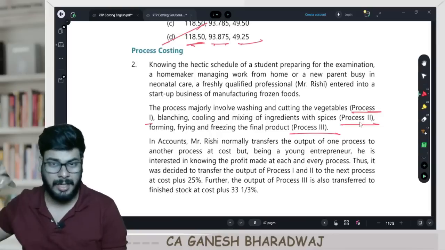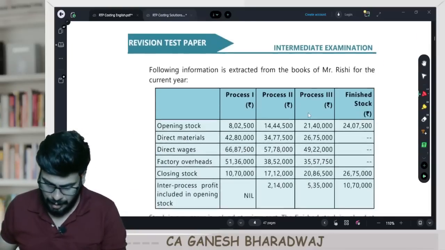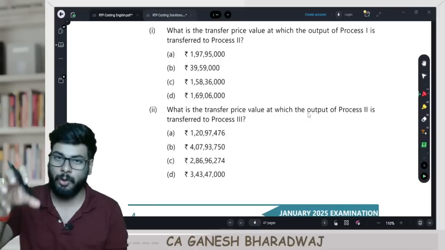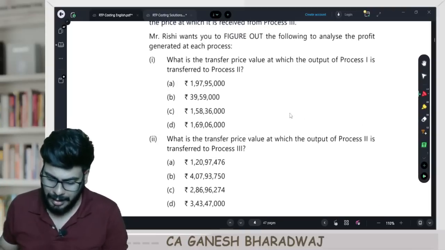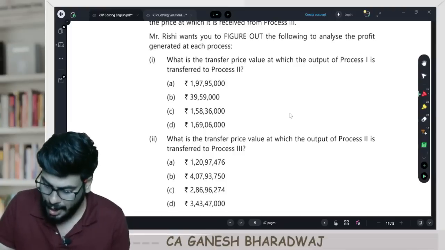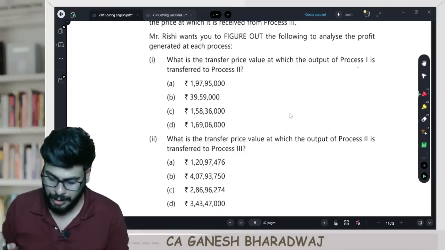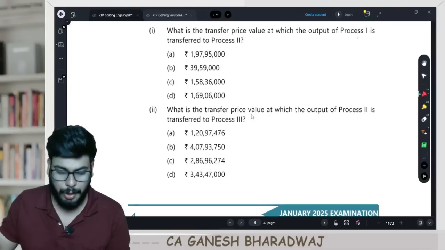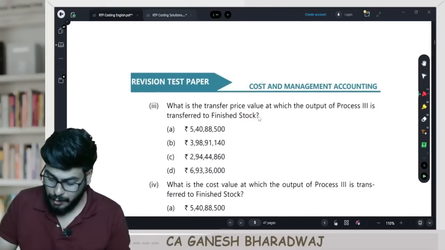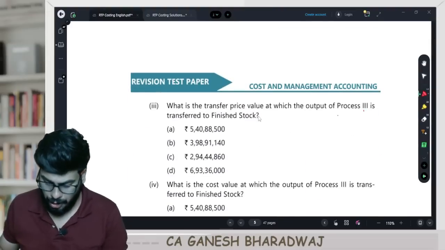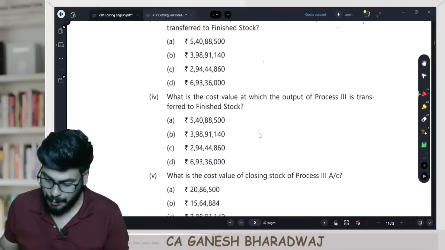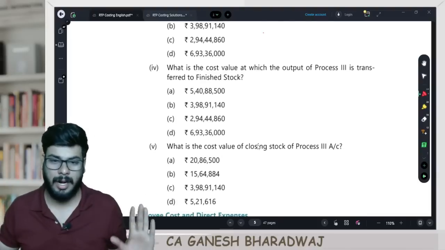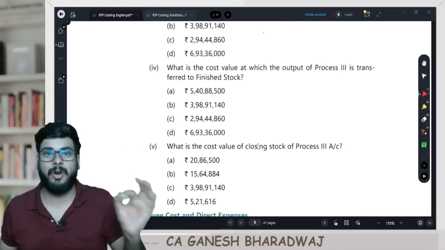Now, before we further get into the case study, let's quickly get into the MCQs and see what they are expecting. Once we understand that, we will look for these facts while solving. Now, what they have asked: what is the transfer price value at which the output of process 1 is transferred to process 2? Similarly, the transfer price value of output of P2 transferred to P3, then the transfer price value of output of P3 transferred to finished stock. What is the cost value at which the output of P3 is transferred to finished stock? Cost value of closing stock of P3. Clearly, we can understand this is about the inter-process profits.